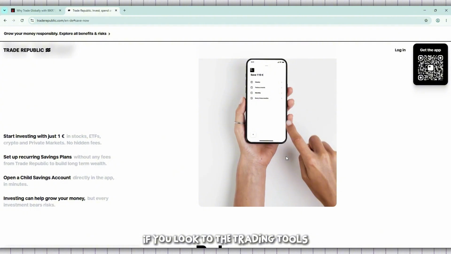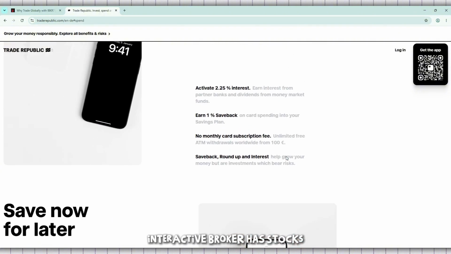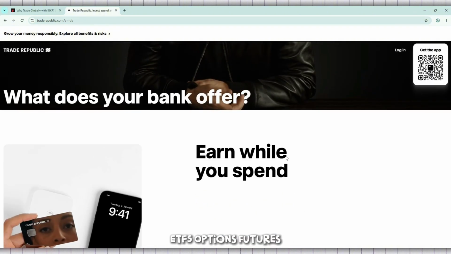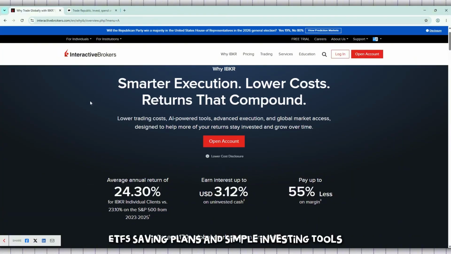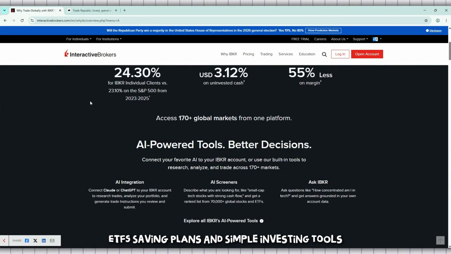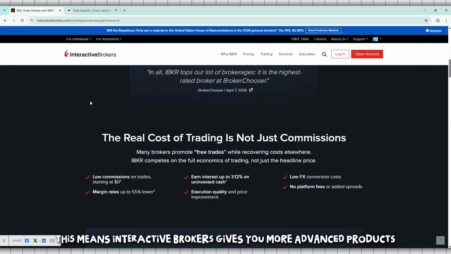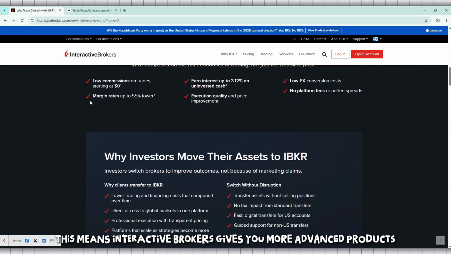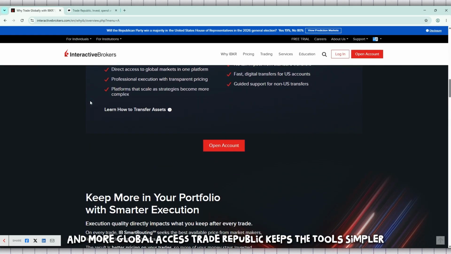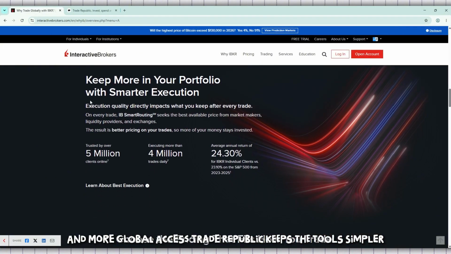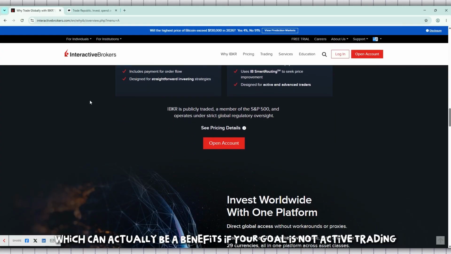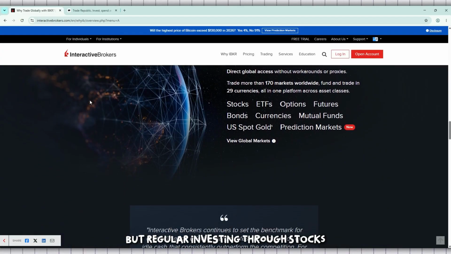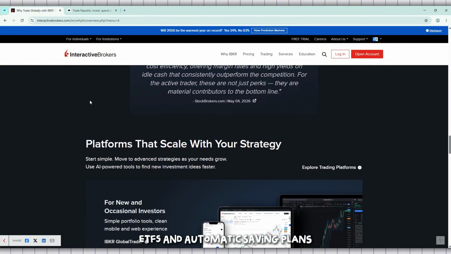If you look at the trading tools, Interactive Brokers has stocks, ETFs, options, futures, forex, bonds, and global markets. Trade Republic has stocks, ETFs, saving plans, and simple investing tools. This means Interactive Brokers gives you more advanced products and more global access. Trade Republic keeps the tools simpler, which can actually be a benefit if your goal is not active trading, but regular investing through stocks, ETFs, and automatic saving plans.